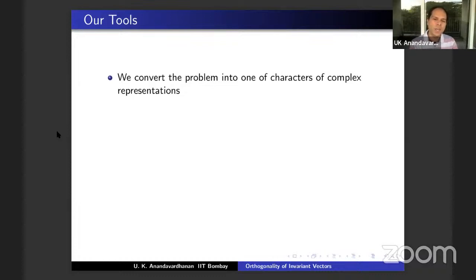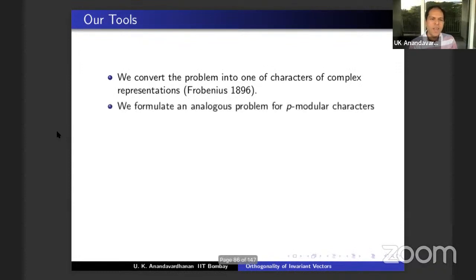So what we do is we convert the original problem into a problem about characters of complex representations. Character here means the trace of pi of g, the second definition that I introduced. We convert the problem into a problem in character theory. This is Frobenius, 1896, who introduced characters. And then we formulate an analogous problem, but we cannot use the word inner product anymore. But having converted the problem into character theory, we can formulate a new, analogous problem for P-modular characters.